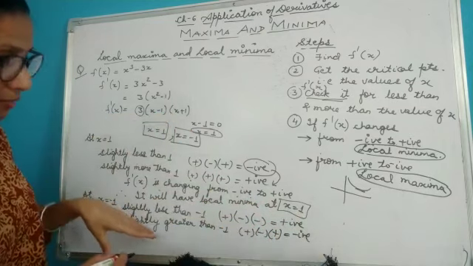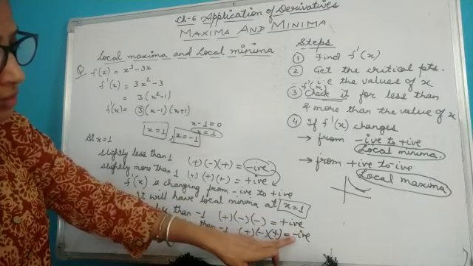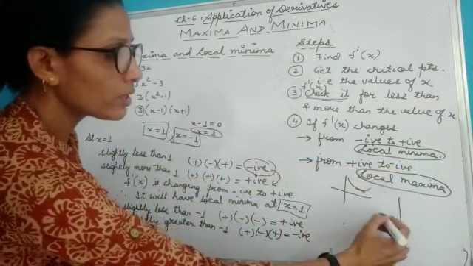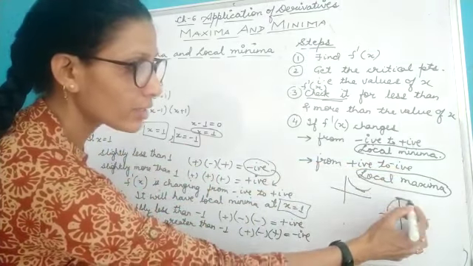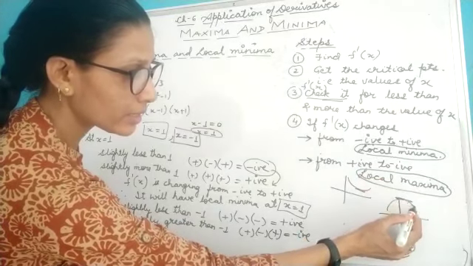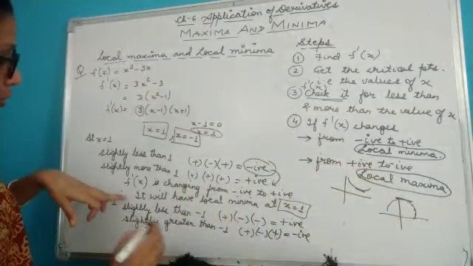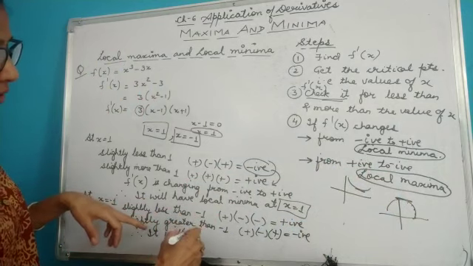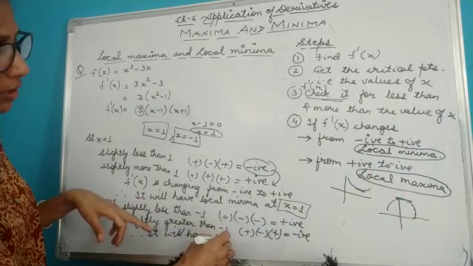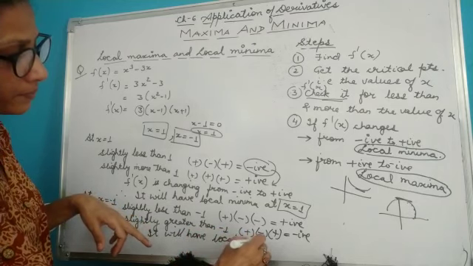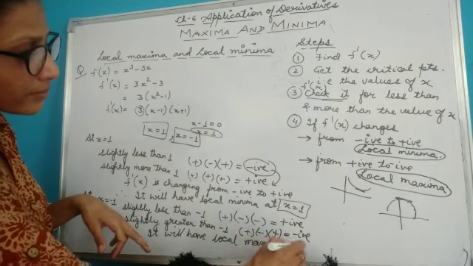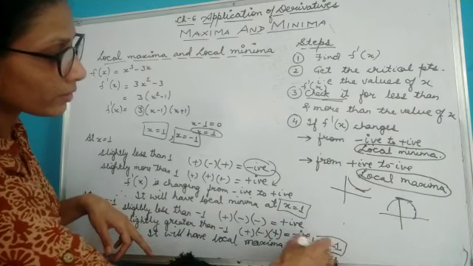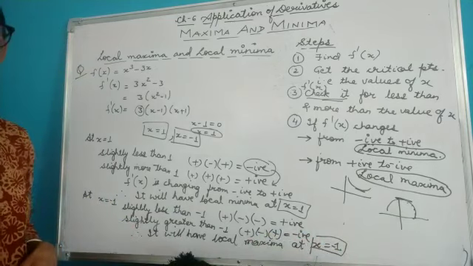So my f dash x is moving from positive to negative value. When it moves from positive to negative value, that means the graph has attained the highest point somewhere and then started decreasing. So here I will write that the function will have local maxima at x equal to minus 1. Isn't that easy? Just have a look.